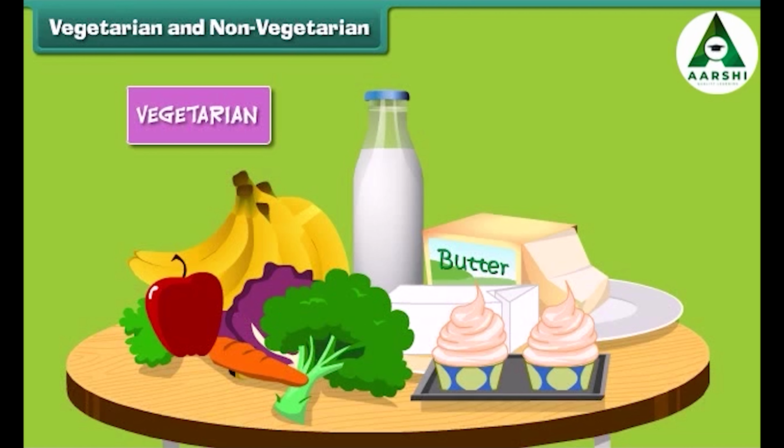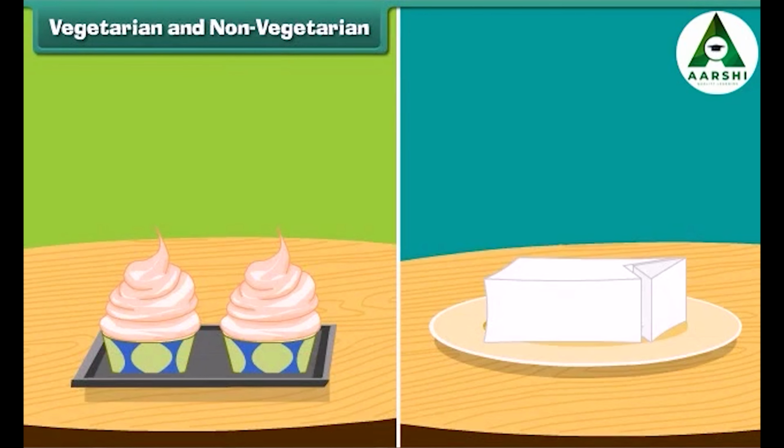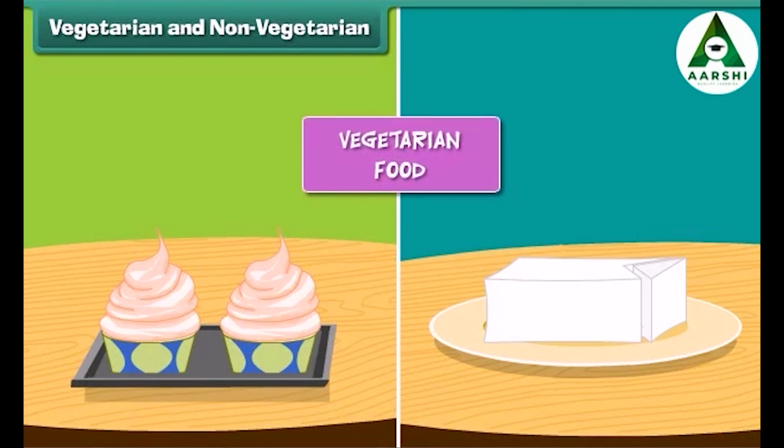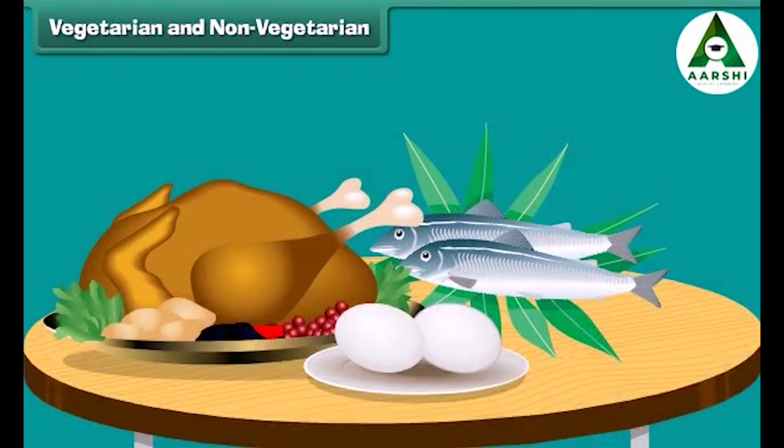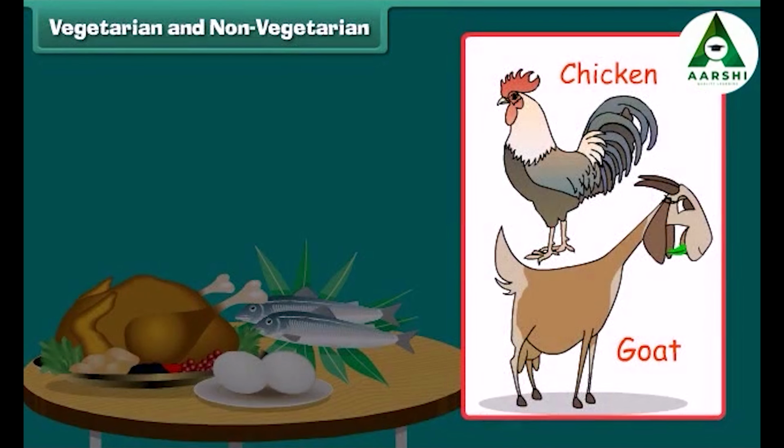Generally, we get vegetarian food from plants. Your favorite cheese and ice cream is a vegetarian food. Eggs, chicken, meat, and fish are non-vegetarian food. We get non-vegetarian food from animals.